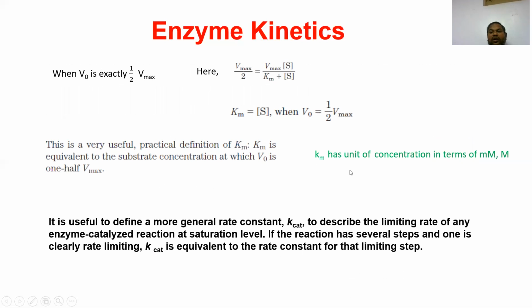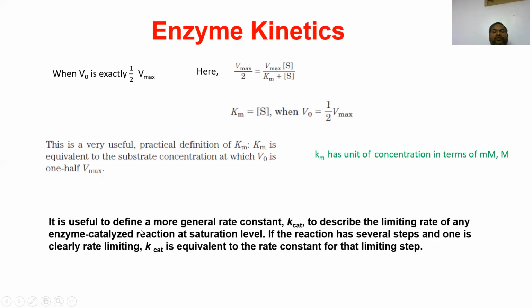So Km you can find out in terms of millimolars or molar. So it is the unit of the concentration. You can state that Km is equivalent to the substrate concentration at which V0 is 1/2 Vmax. So here you see V0 is half of Vmax, and only then will you find Km is equivalent to that substrate concentration.